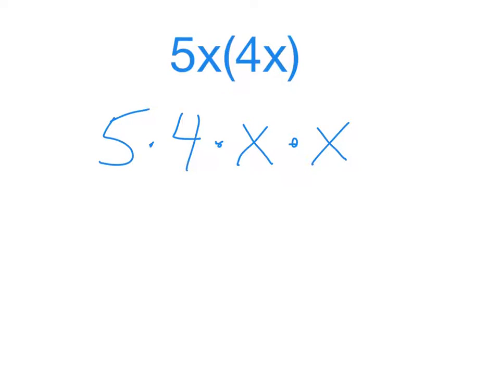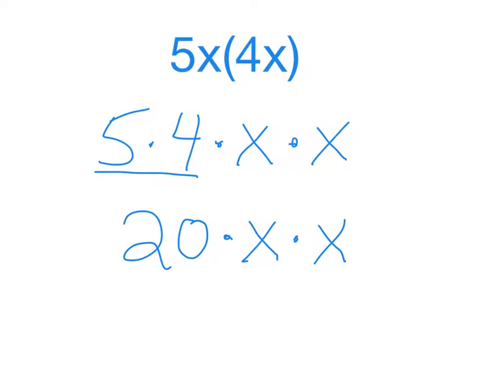I've got x times x. I've got 5 times 4. It's just a different order. Well, 5 times 4 is just 20 times x times x.